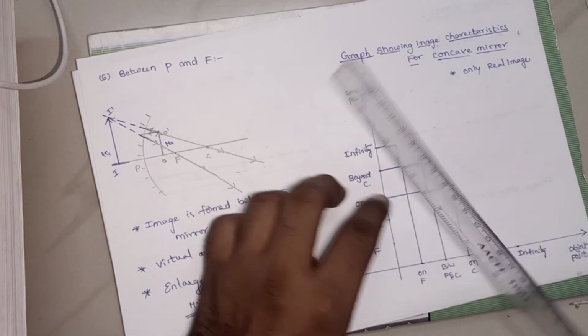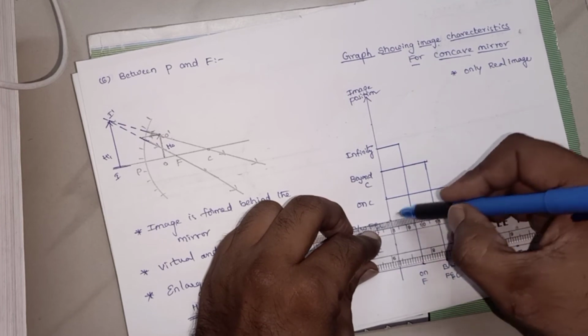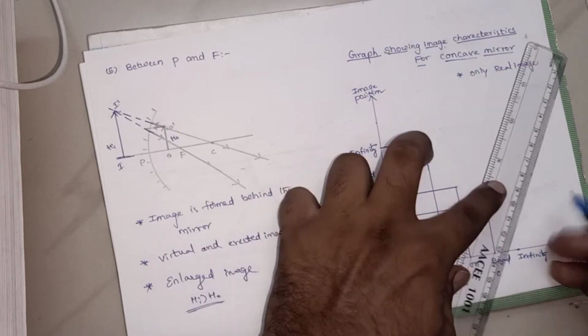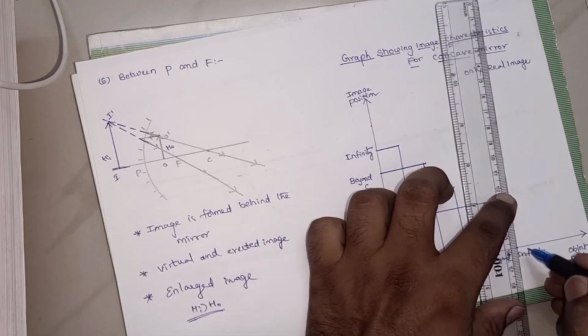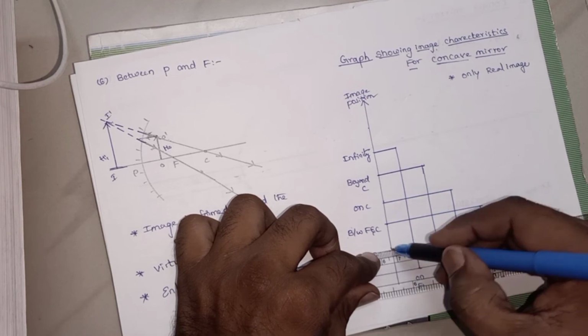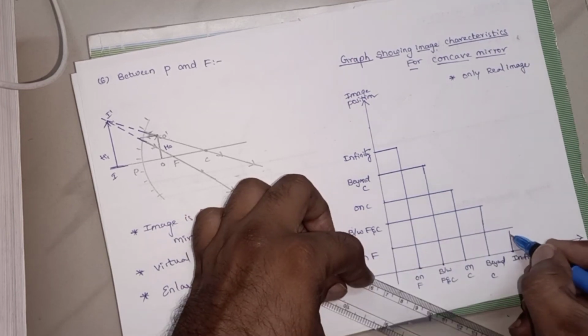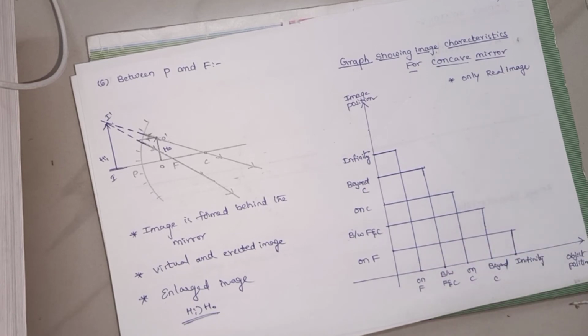Clear? When you place the object beyond C, you get the image between F and C. These are all real images. When you place the object at infinity, where will you get the image? The image is formed at focus. See, in this graph I didn't mention the virtual image.